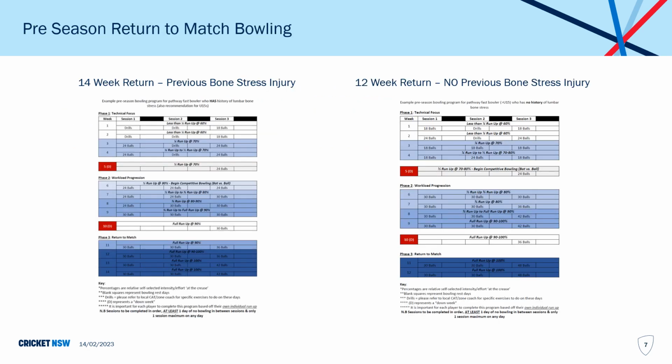Fortunately for you, we have designed 2 pre-season bowling frameworks outlining intensity, volume, and frequency of sessions. The program on the left over 14 weeks has been designed for players with previous bone stress injuries. The program on the right over a 12-week period has been designed for players with no previous bone stress injuries. Both programs are characterized by a 4-week loading period, followed by a 1-week deload across 3 different phases to allow bony remodeling and adaptation. All you need to do is choose the program that fits for you, then just stick to the prescribed intensity, volume, and frequency of bowling.